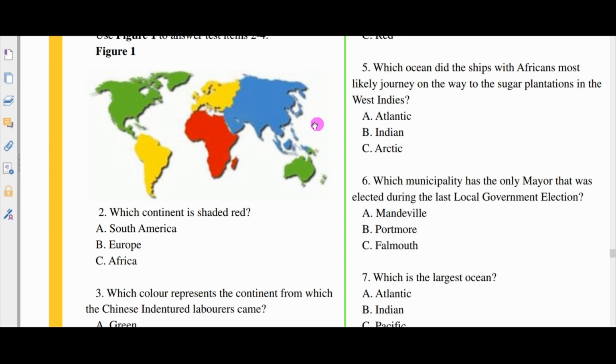The Pacific Ocean would be on either side, because if this was a globe, then it would be in one, but this is a flat representation. So we have the Pacific Ocean on the left here and on the right here, and then we would have the Arctic Ocean, and then below here we have the Southern Ocean.